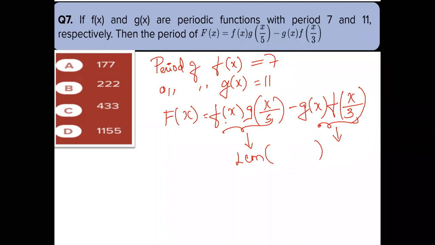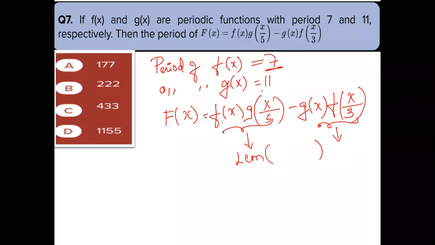Correct? There is a multiplication of two functions, f of x and g of x by 5. So if you know the period of f of x and the period of g of x by 5, then the period of the product is the product of those two values. For a product, you find the periods and take their product. For a sum or difference, you take the LCM. Here we have to apply both things.